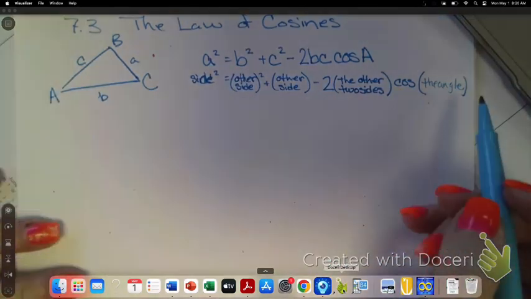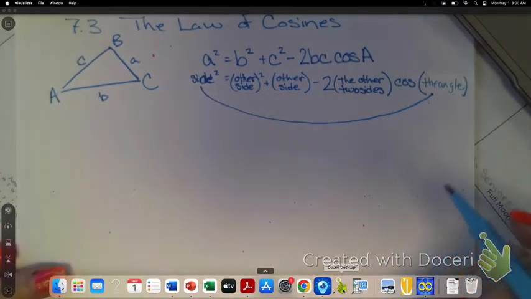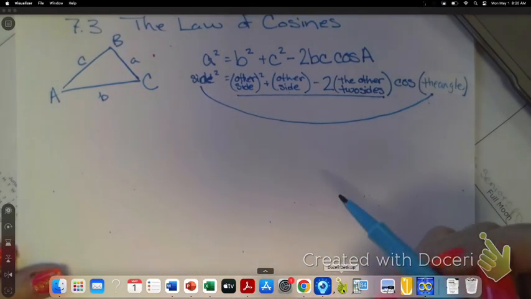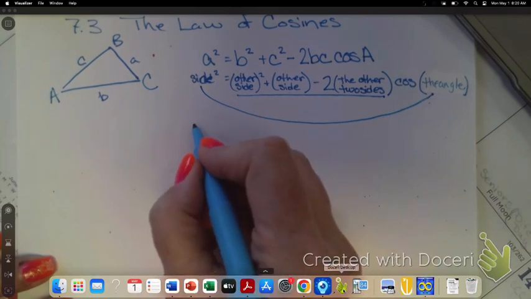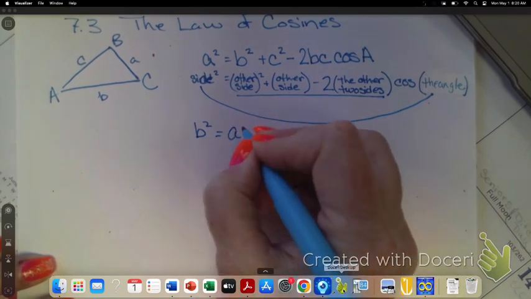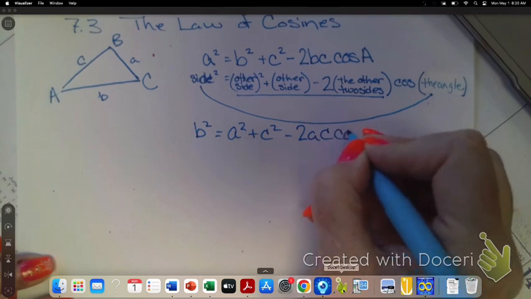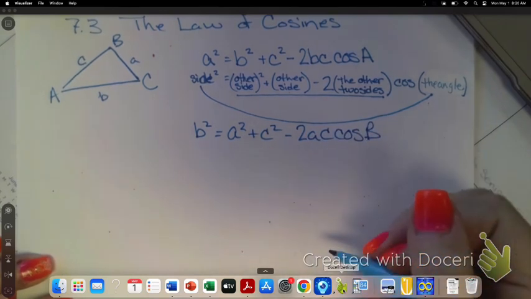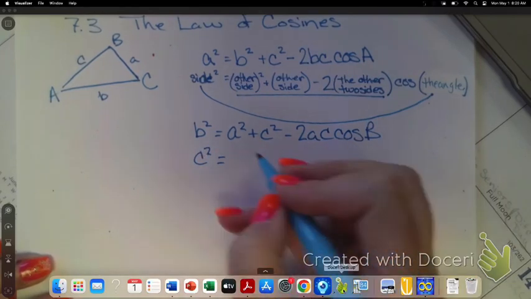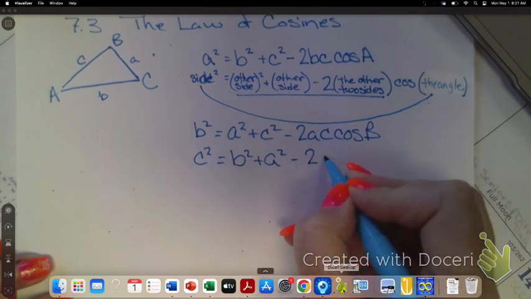Okay, so this side and this angle, and that's the only place you see it. These are what? Everything else. So if I wrote it in terms of b squared, what would my other ones be? A squared plus c squared minus 2ac cosine b. Get how it works? What would c squared be? B squared plus a squared minus 2ab cosine c.